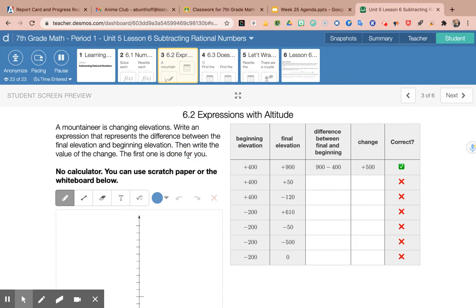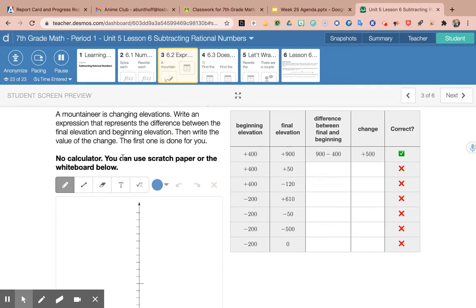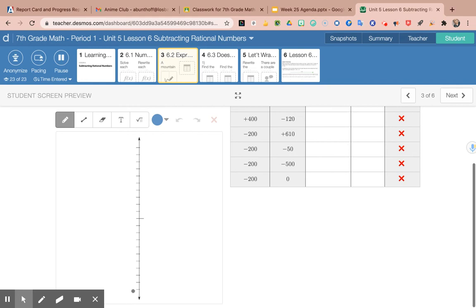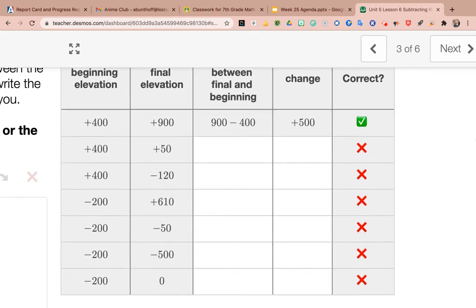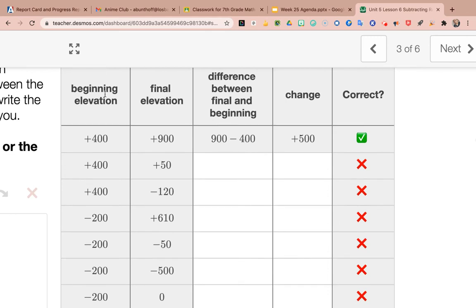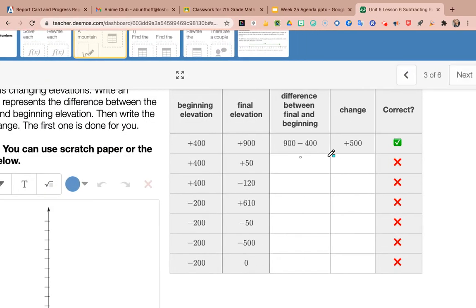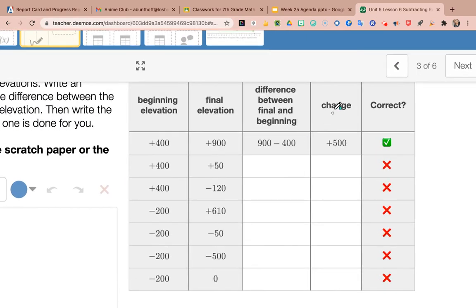The first one is done for you. Notice it says no calculator. You can use scratch paper or the whiteboard below. I did give you a whiteboard. So I'm going to zoom in over here. Notice it gives us a beginning elevation and a final elevation. It wants the difference between the final and the beginning. And then the change is the answer, and then it will tell you if it's correct.